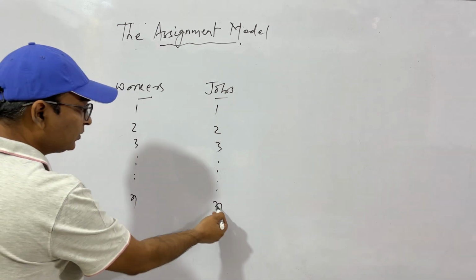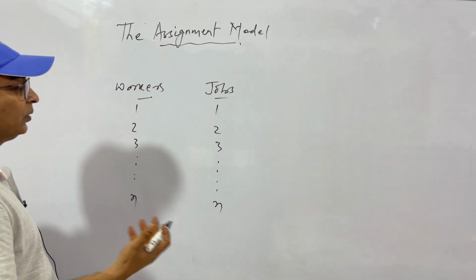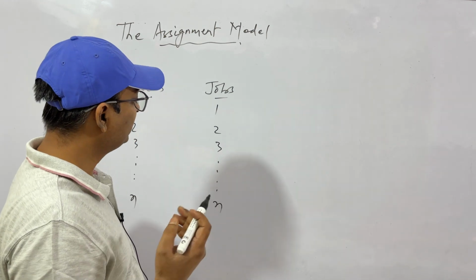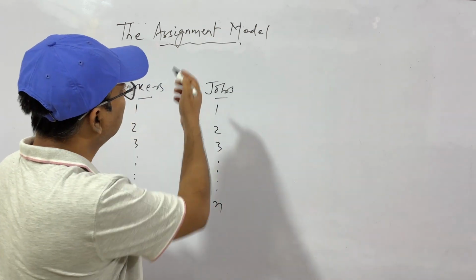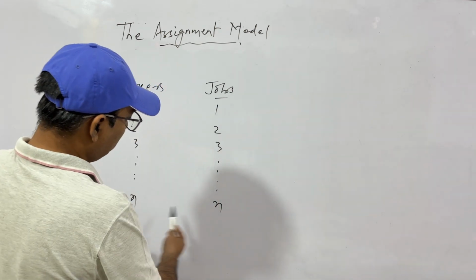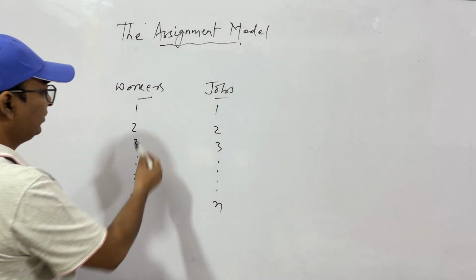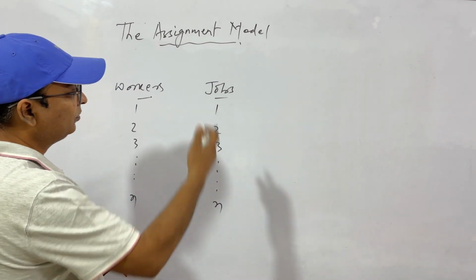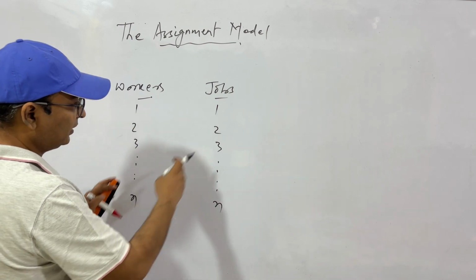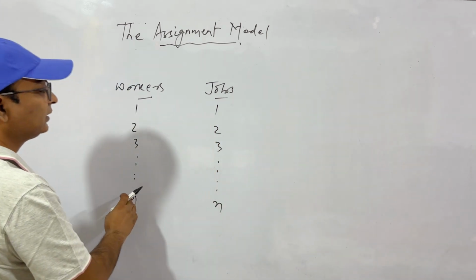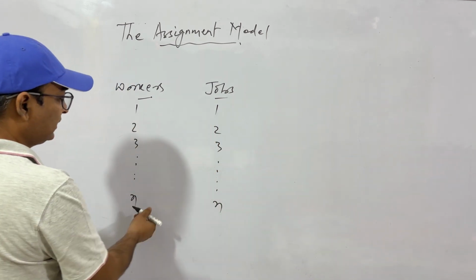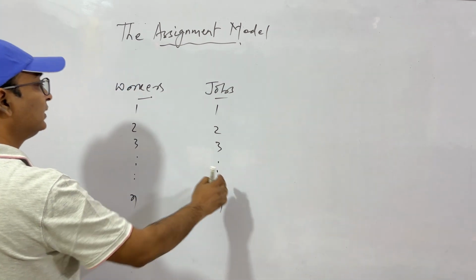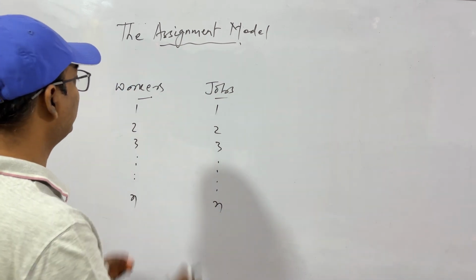If it is not equal to n but m, what we can do, you must understand transportation model before understanding this. So if this is unbalanced, we can add fictitious workers or fictitious jobs to balance this. That is, make this n and this also n, whichever is less we will add. If workers are less, we'll add some workers, and if jobs are less, we'll add some jobs, so that this is n to n.